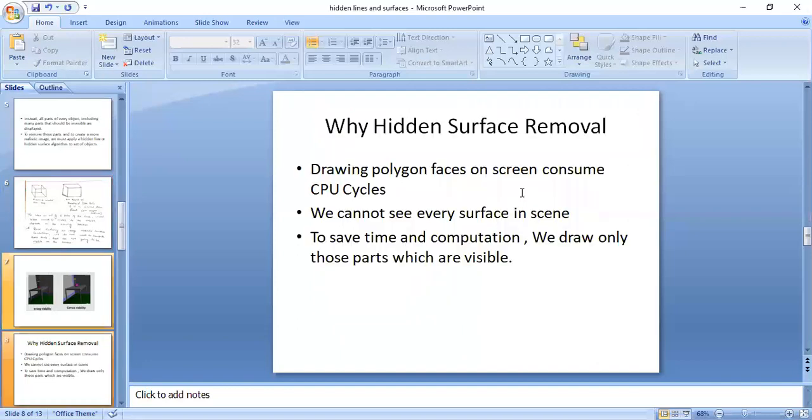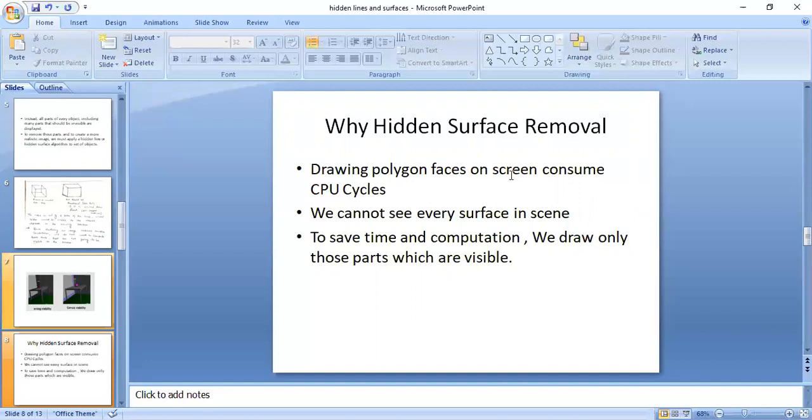Okay, so why do we need it? The goal is to detect the visible surfaces and display them, or to detect the hidden surfaces and remove them. Why do we need it? I have already told you. Just go through these lines.